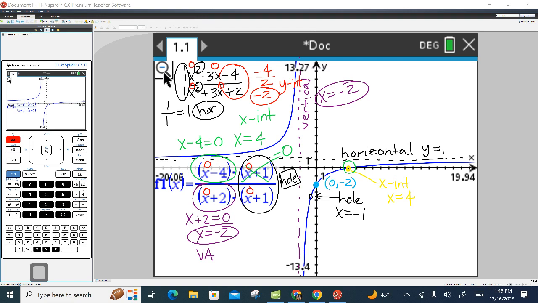So here I've got an example for you actually on the graph, and I just went through everything again. So this is going to be your composite for rational functions. So hopefully this helps you with holes, horizontal asymptotes, vertical asymptotes, x-intercepts, and y-intercepts.